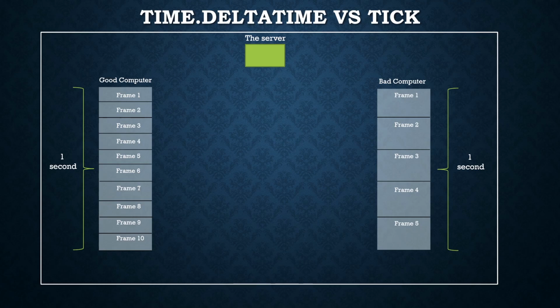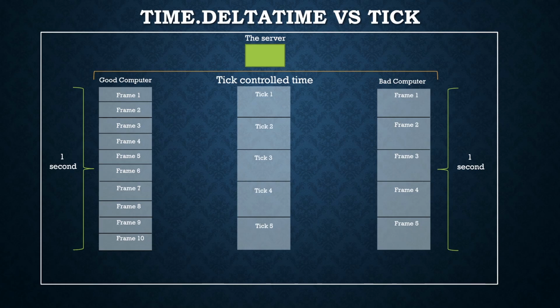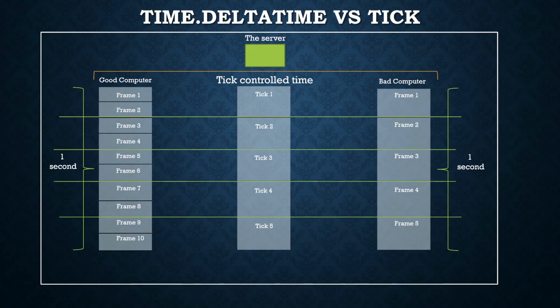So to combat this, we introduce a tick controlled time. And effectively what this does is it controls the update that every computer connected to the game sees. So even though the good computer is capable of processing 2 frames within that time, it's only going to receive 1 update. By doing this, we can see that the good computer and the bad computer both receive the same update at the same time.